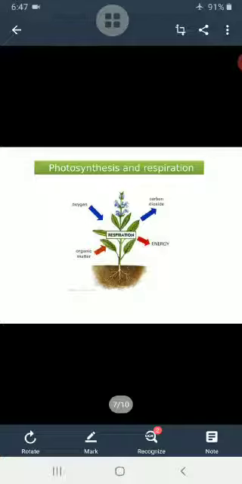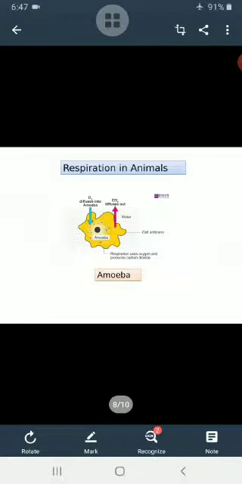And why doesn't photosynthesis occur at night? Because there is no sunlight at night, and plants need sunlight, water, soil, nutrients and carbon dioxide to prepare their food through photosynthesis. Now we will discuss respiration in animals. Different animals have different ways in which the exchange of oxygen and carbon dioxide occurs in their bodies.